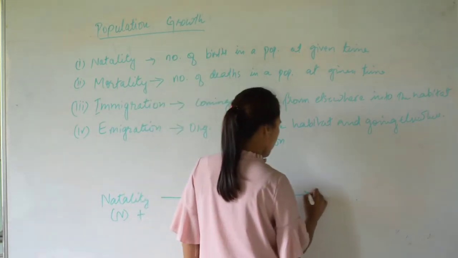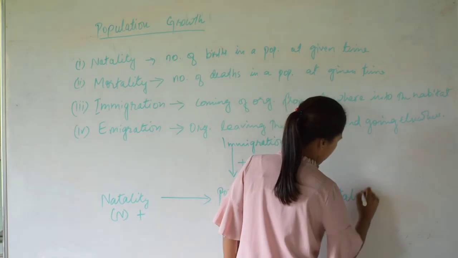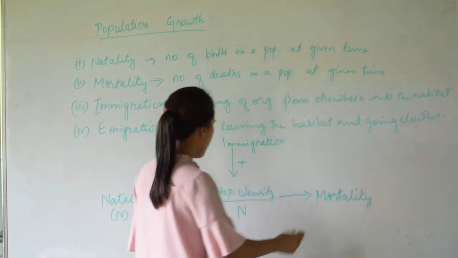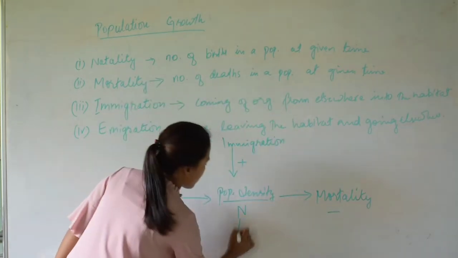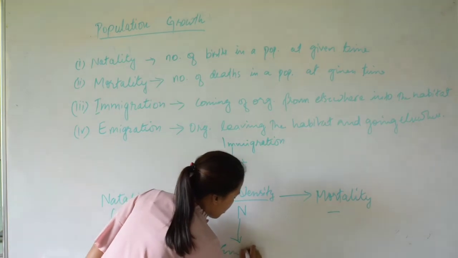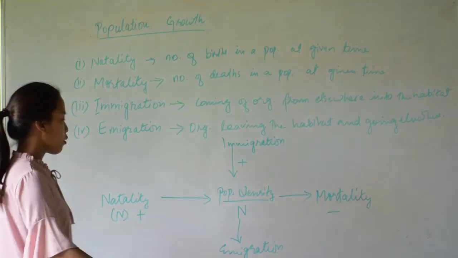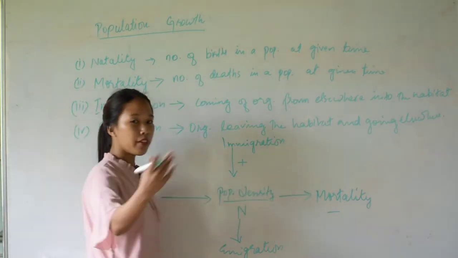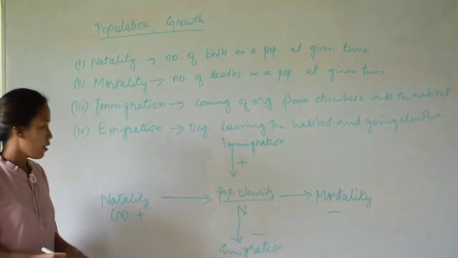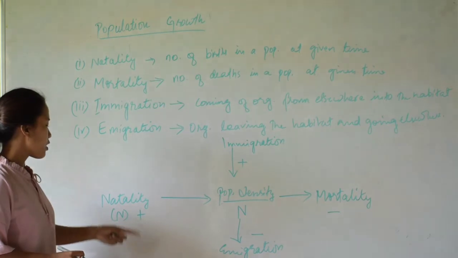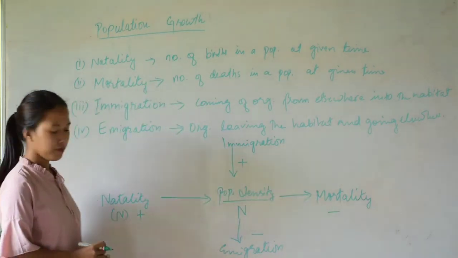Now when organisms from this population die, that is mortality, then some of the organisms are lost. So we put a minus sign here. And emigration. Emigration means organisms leaving from that very habitat and going somewhere else. So that will also mean the organisms lost. So this is the population density, which is affected by natality, immigration, mortality, and emigration.